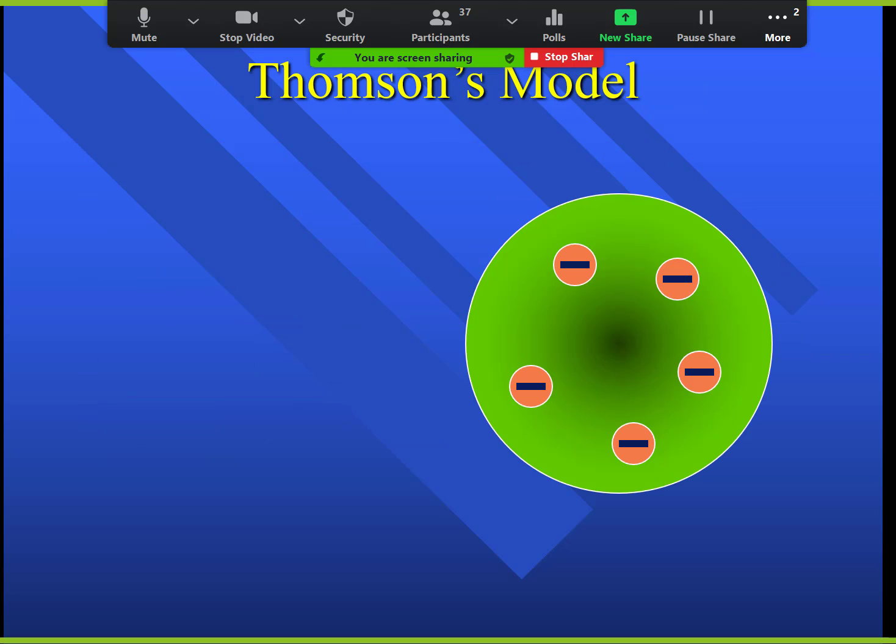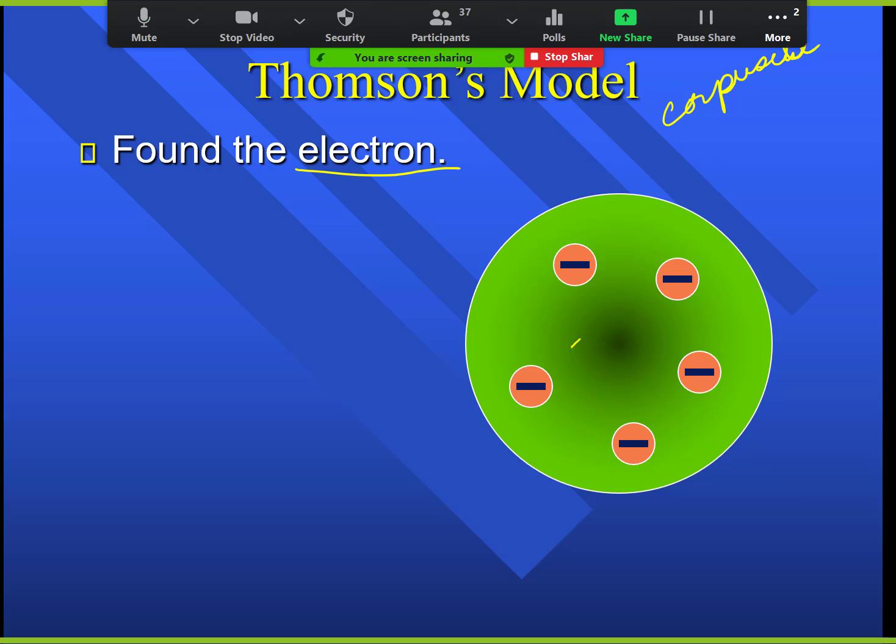So he found a small negative piece in everything, and we call it the electron. I think he called it the corpuscle. And so he did these experiments in 1897. He published his report, but it wasn't really widely accepted until about 1910, because the chemists didn't want to listen to a physicist. What does a physicist know about atoms? Well, apparently he knew something nobody else knew.